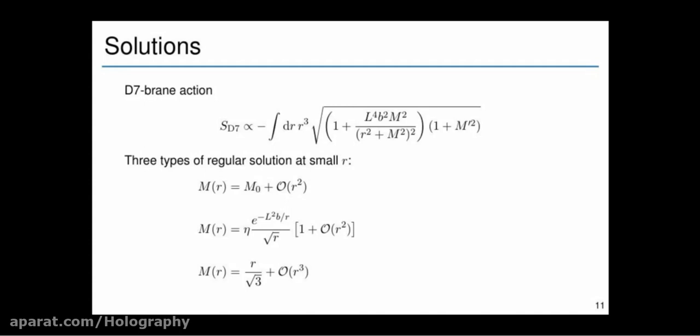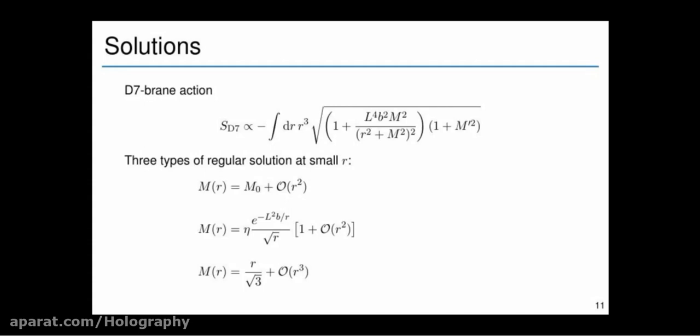The first kind of solution is that M just goes to a constant as R goes to 0. And I've called that constant M0, it's an integration constant, so there's a solution for each M0. Then there's solutions where M vanishes as R goes to 0, exponentially quickly in 1 over R. And again, there's a whole family of solutions parameterized by this constant that I've called eta. So for every eta, there's a solution. And then there's also one single solution with no integration constant where M vanishes linearly in R as R goes to 0.